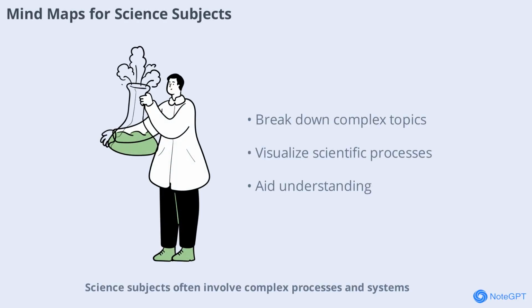Science subjects often involve complex processes and systems. Use mind maps to break down topics like the water cycle, cell structure, or chemical reactions. Visualizing these processes helps you understand and remember them more easily.